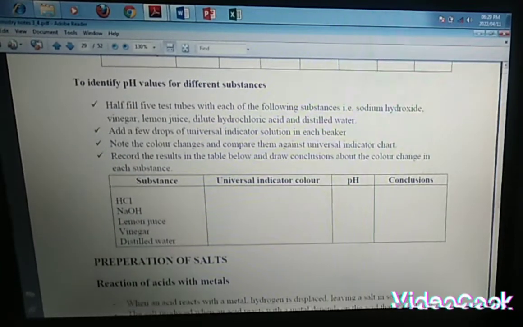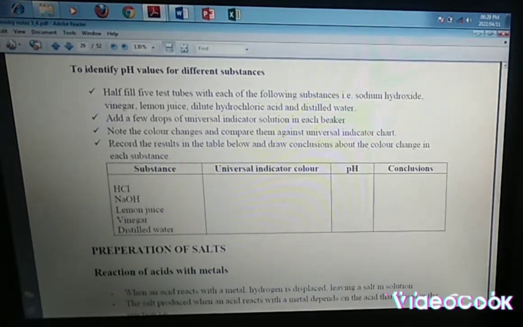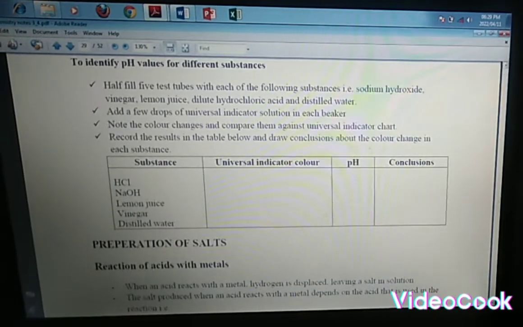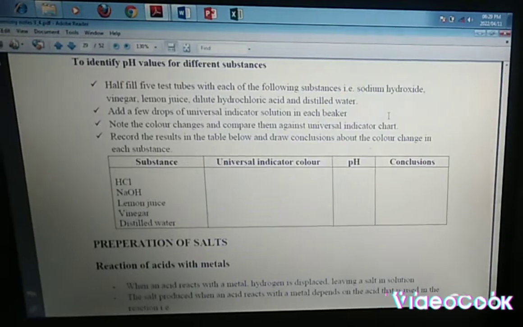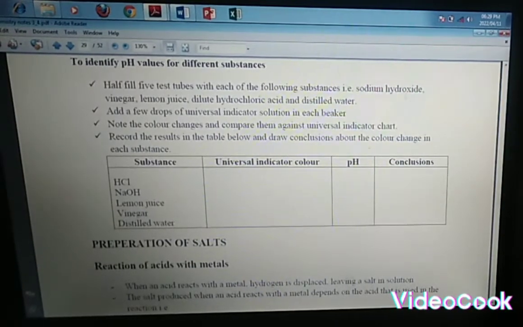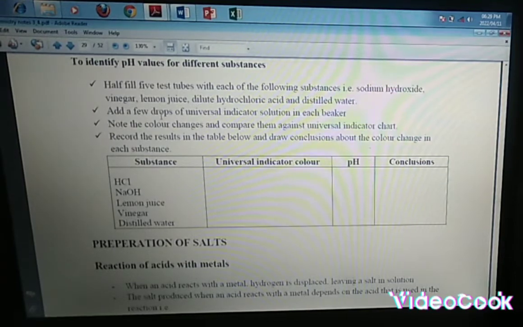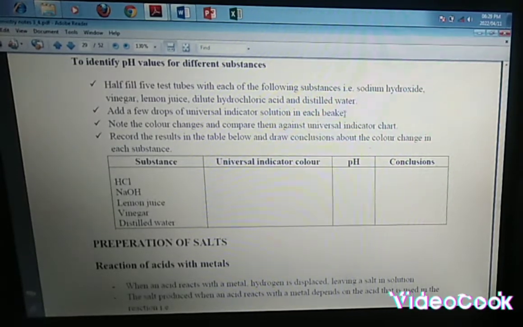But then how do we identify pH values for different substances? It's very easy. You fill 5 test tubes with each of the following substances. For example, the first one can have sodium hydroxide, the second one vinegar, the third one lemon juice, the fourth one hydrochloric acid, and the fifth one distilled water. And then you add a few drops of the universal indicator solution in each beaker.